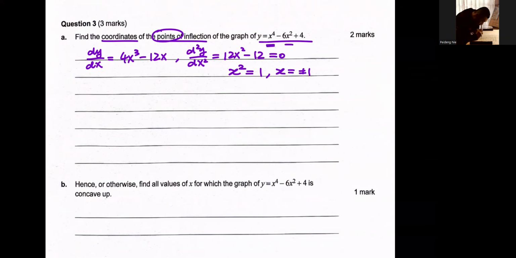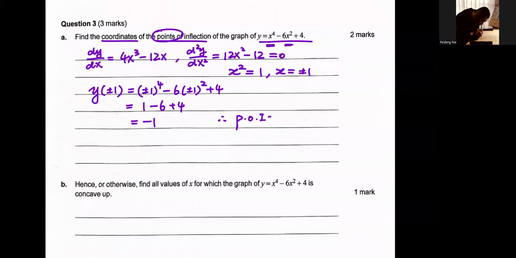Notice that the two terms here, x to the power 4 and x squared, will make -1, +1. So y at plus or minus 1 equals plus or minus 1 to the power 4 minus 6 times plus or minus 1 squared plus 4. Eventually, it's just 1 minus 6 plus 4. Minus 1, I suppose, 5 minus 6 minus 1. So the points of inflection are plus or minus 1 and -1. Or you can state them separately.